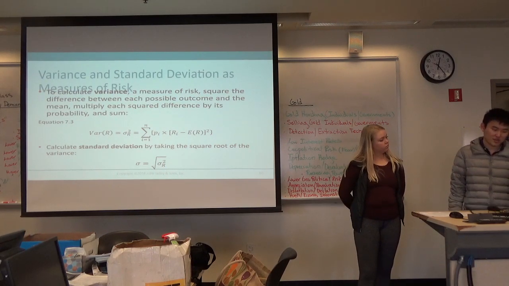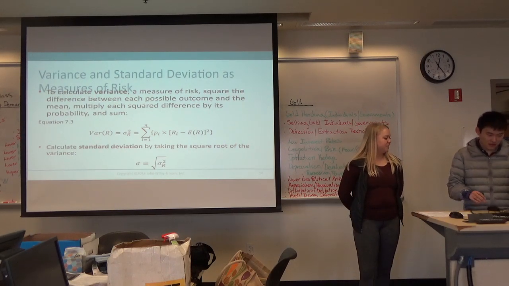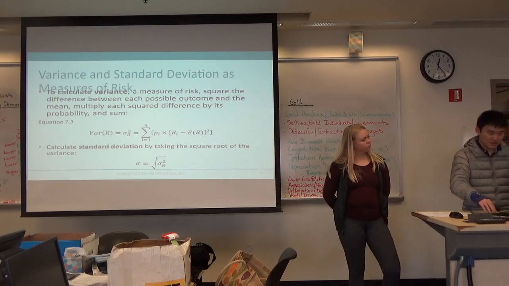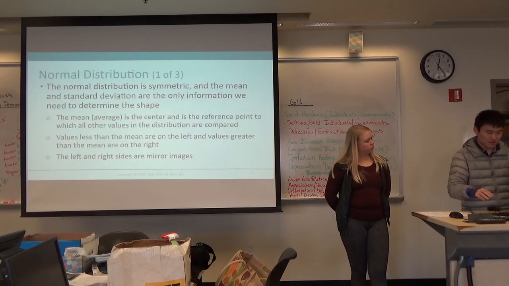Multiply each squared difference by its probability and sum. And then calculate the standard deviation by taking the square root of the variance. And then this is just an example.